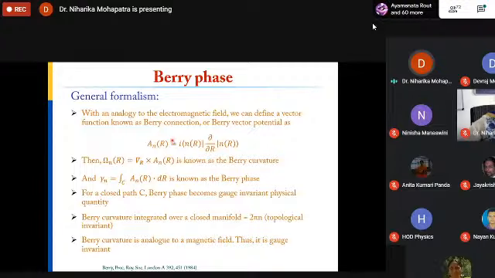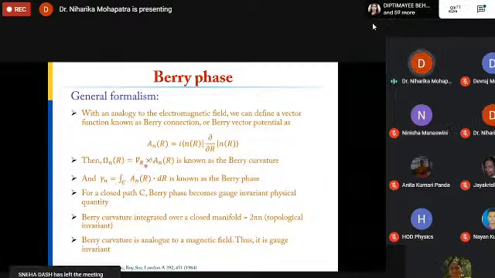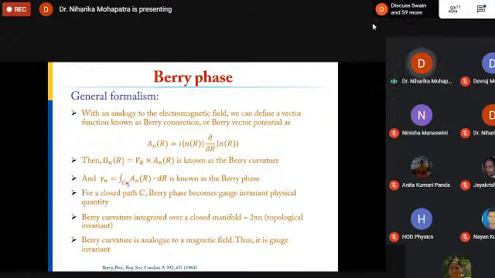And you may not get a Berry phase in some cases. But this is the phase that you may obtain. It depends on the properties of the Brillouin zone. Now the Berry phase you express in terms of this Berry connection, like this gamma n, and the Berry curvature we write as omega n of R. So if we integrate this Berry curvature over a closed manifold, you can see that this is 2 pi times n.